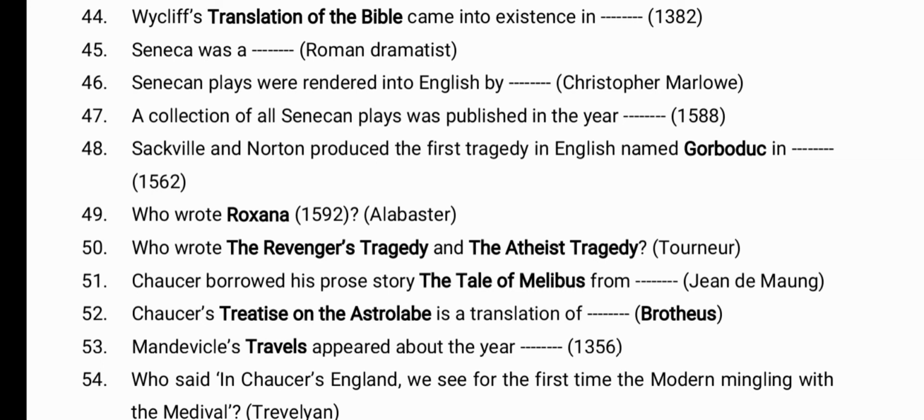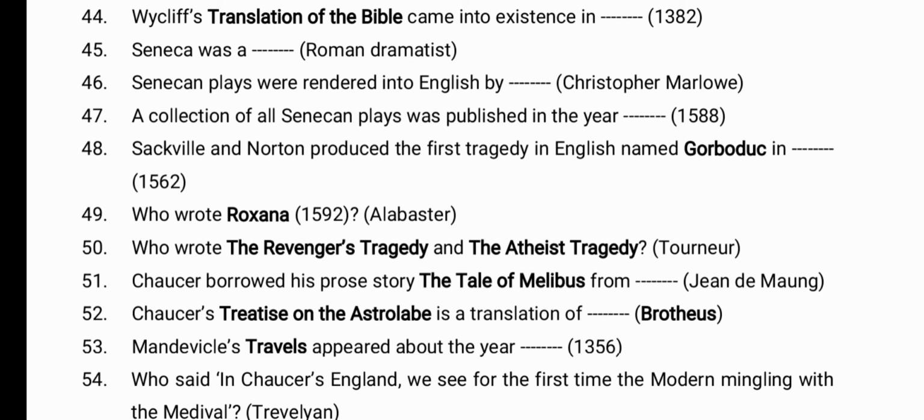A collection of all Senecan plays was published in the year 1588. Sackville and Norton produced the first tragedy in English, named Gorboduc, in 1561 or 1562. Who wrote Roxana? Alabaster. Who wrote The Revenger's Tragedy and The Atheist's Tragedy? Tourneur.